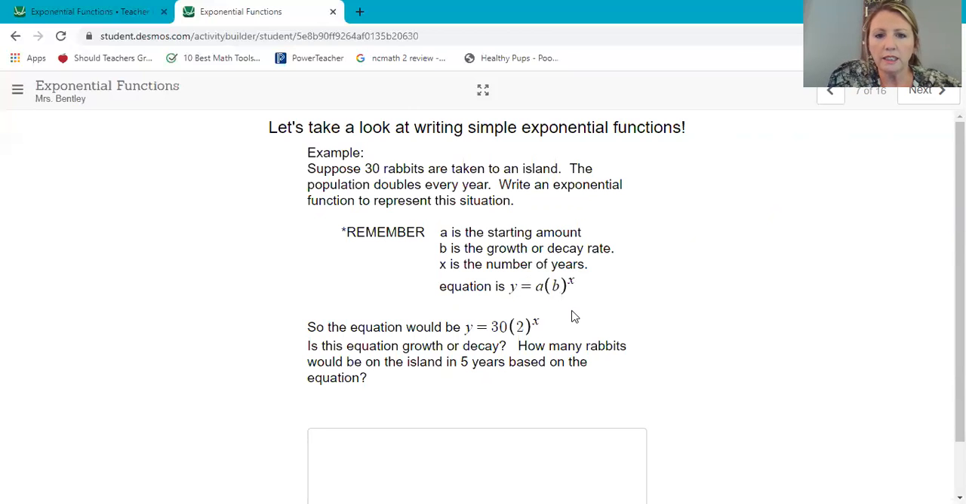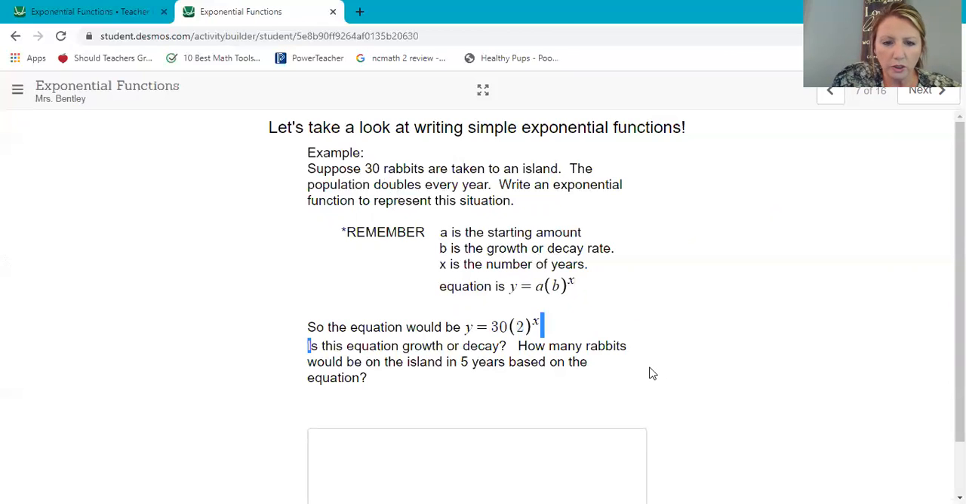So in this one, it says the population is doubling. So that means the population is increasing. So this should be exponential growth. The starting amount of rabbits right here is 30. And then it says it's doubling. So if we double something, we multiply by 2, so your growth rate is going to be a 2. So your exponential equation is y equals 30 times 2 to the x power.